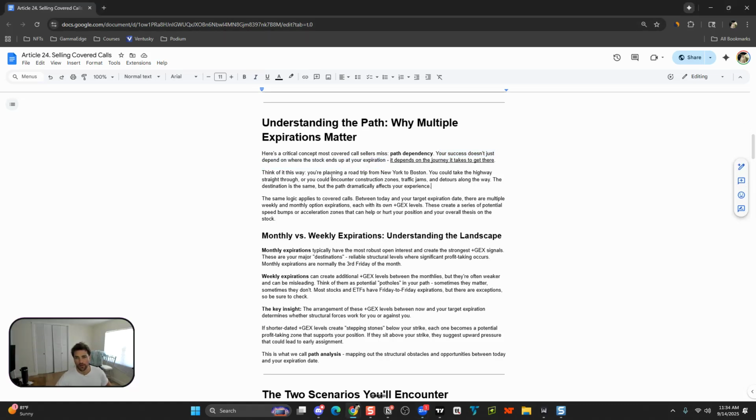So a simple metaphor: you're planning on taking a trip from New York to Boston. You could take the highway straight through if you're so lucky, or you could encounter construction zones, traffic jams, and detours along the way. The destination is ultimately the same, but the path dramatically affects the trip. This same logic applies to covered calls. Between today and your target expiration date, there are multiple weekly and monthly expirations, each with their own plus GEX levels. This creates a series of potential speed bumps or acceleration zones that could help or hurt your position and your overall thesis on the stock.